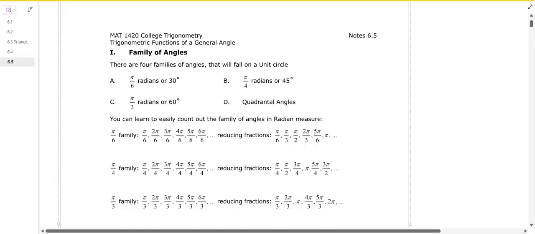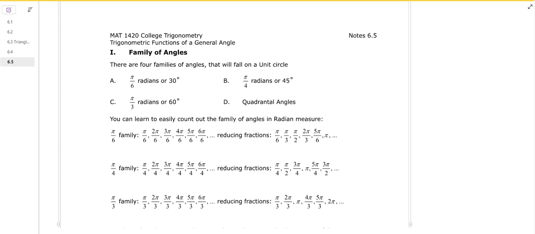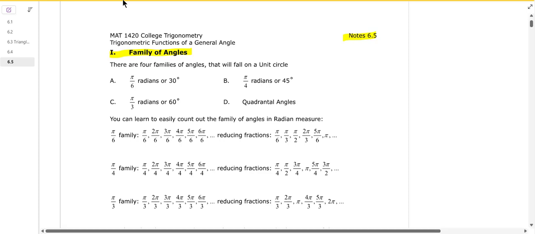Okay, so trig students, in the first part of 6.5, real short video, we're going to talk about families of angles. And this is helpful for when you learn the unit circle. So really the important angles on a unit circle are going to be your 30-degree angle, which is pi over 6, your 45-degree angle, which is pi over 4 radians, 60 degrees, pi over 3, and then quadrantal angles. I'll talk about what those are.